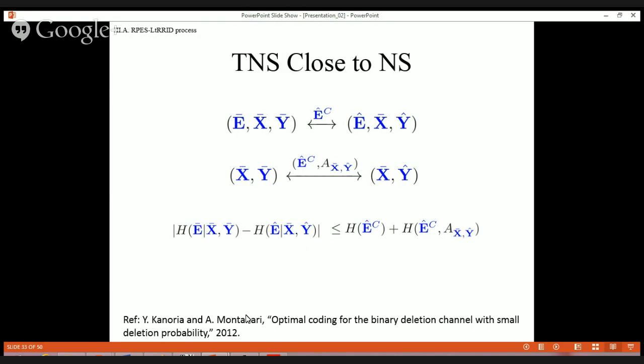So the fact in Kanade and Montanari's work says that if these two pairs of variables satisfy this relation, the entropy of E given XY minus the entropy of E hat given X and Y hat can be upper bounded by the entropy of E complement and the entropy of E complement and A. Basically, the variables on these two directional arrows.